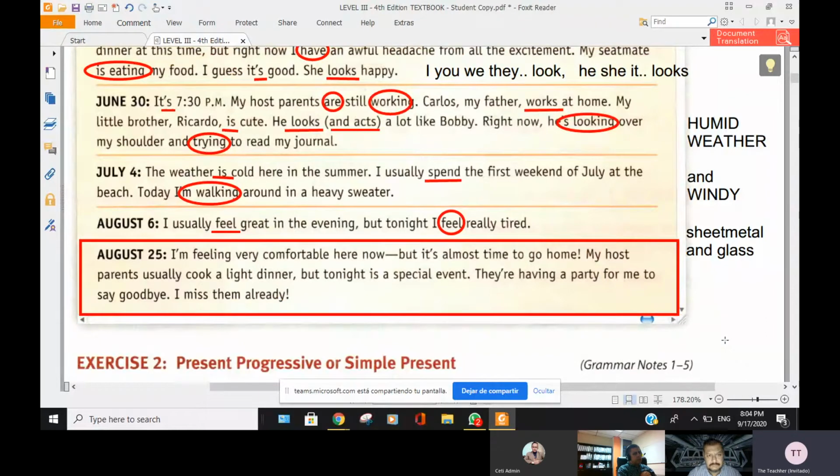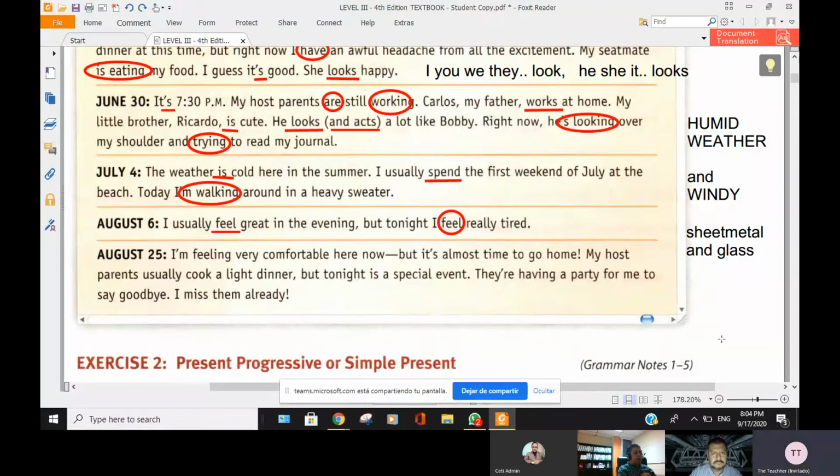We understand. Mr. Danny Martinez, what about August 25th? Okay, August 25th. I am feeling very comfortable here now, but it's almost time to go home. My host parents usually cook a light dinner, but tonight is a very special event. They are having a party for me to say goodbye. I miss them already. So what is happening right now, and what usually happens every day?